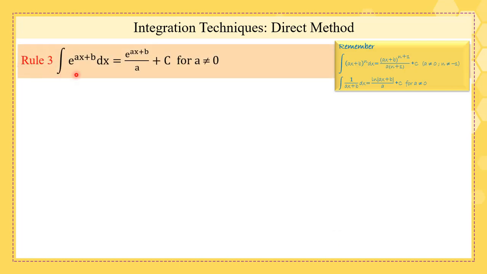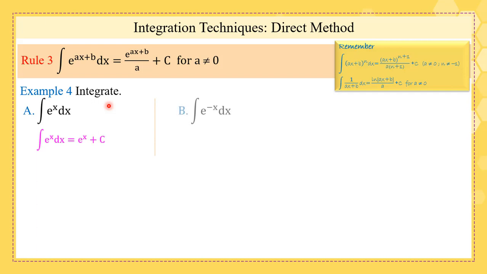Rule 3. Integral of e^(ax + b) dx equals e^(ax + b) over a plus a constant, for a different than 0. Example 4. Integrate. Integral of e^x. Here we have a equal 1, b equal to 0. Then we get e^(1x + 0) over 1 plus a constant, which is equal to e^x plus C. B. e^(-x). Here we have a equal -1, b equal to 0. We get e^(-x + 0) over -1, which is equal to -e^(-x) plus a constant.